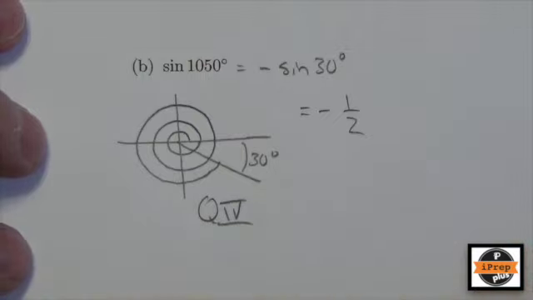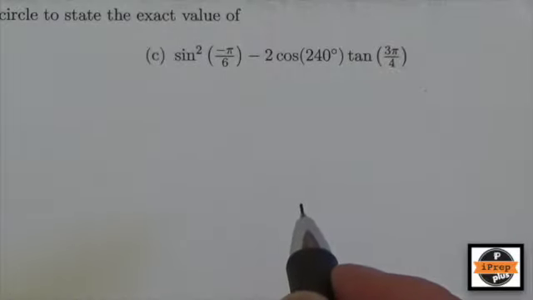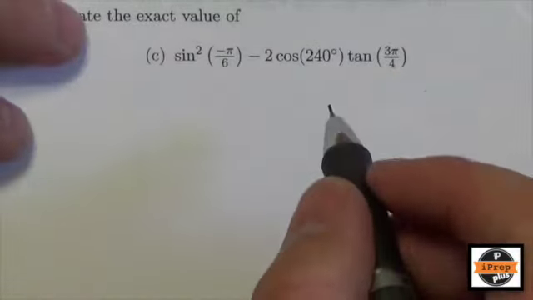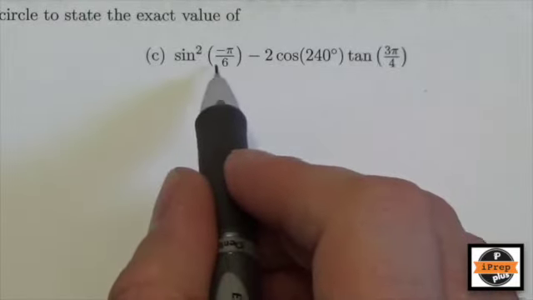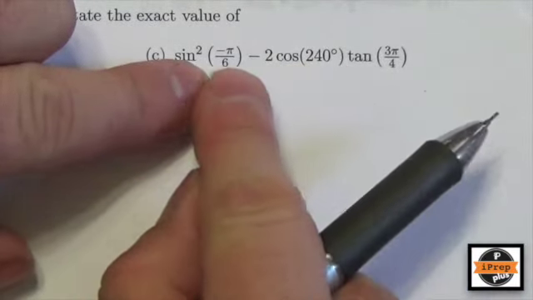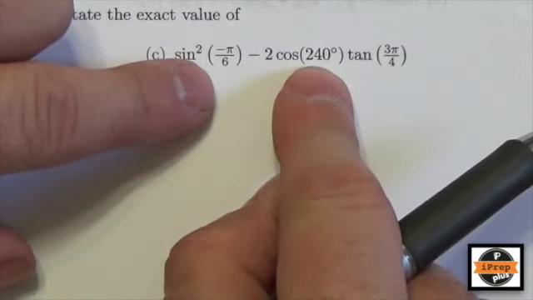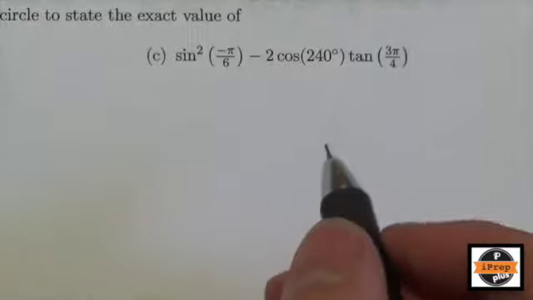Okay. Now let's look at C. There's a lot more going on in this problem than in the previous two, so we've got a bit of work ahead of us. We're going to have to figure this out. And notice that we're changing the units, the types of angles that we're working with here. This one is radians, this one's in degrees. So we've got to be a little fluid here.